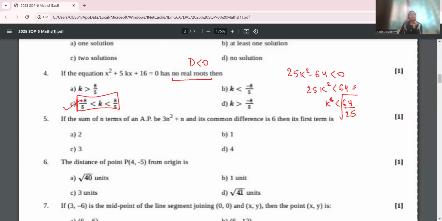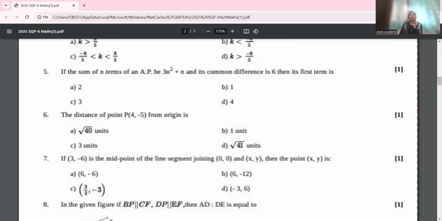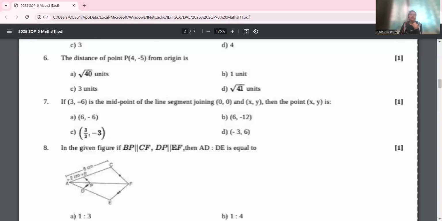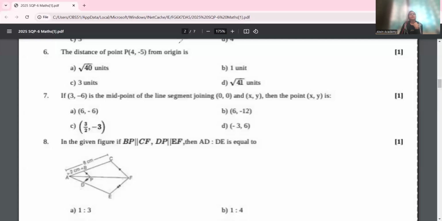Going to the next question, if the sum of n terms of an AP is this and its common difference is 6, then its first term is. Now, what I can say is, the sum of one term is actually the first term only. If I put in the value of n is equal to 1 in this, I get 3 times 1 plus 1, that's 4. So option number D is the first term. Going to the next question, the distance of the point from origin, which is 0 comma 0. We apply the distance formula in this and we get option number D, 41 units.